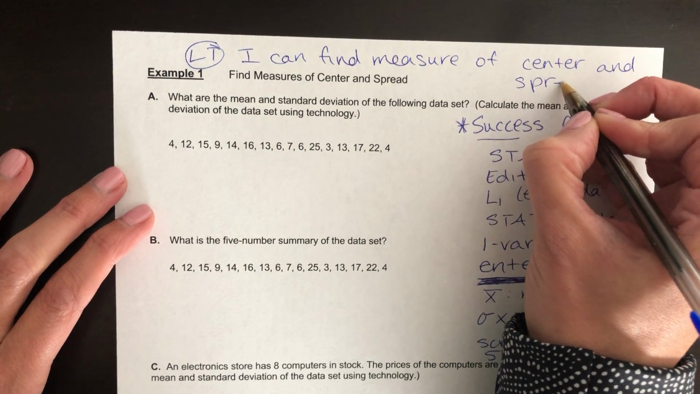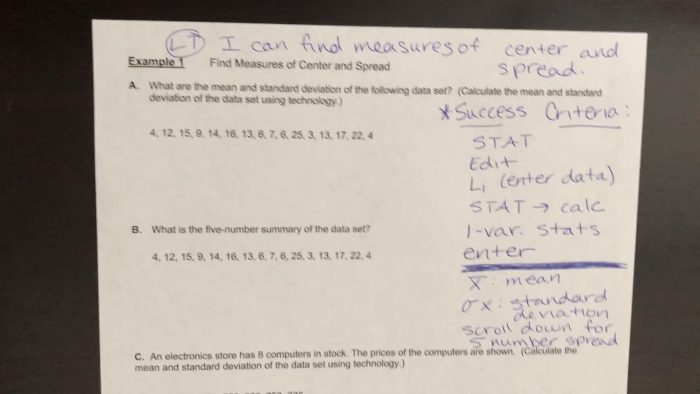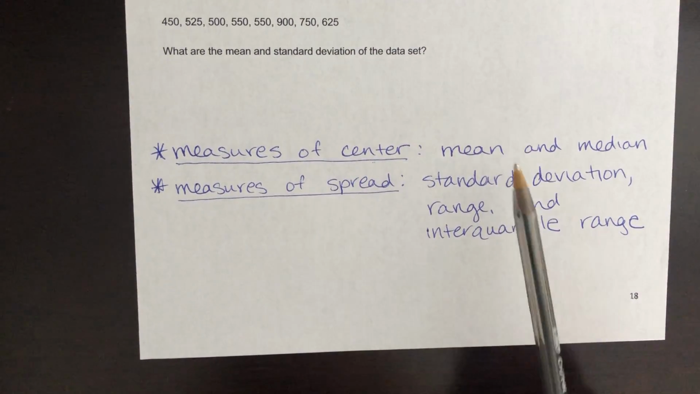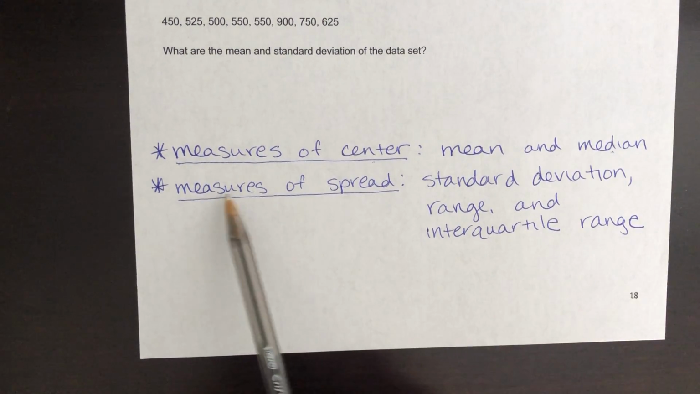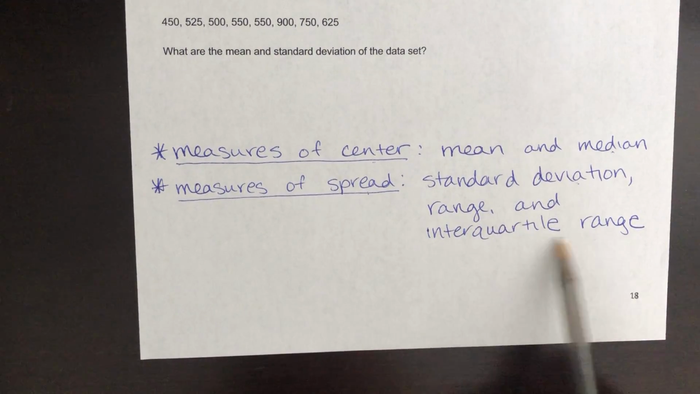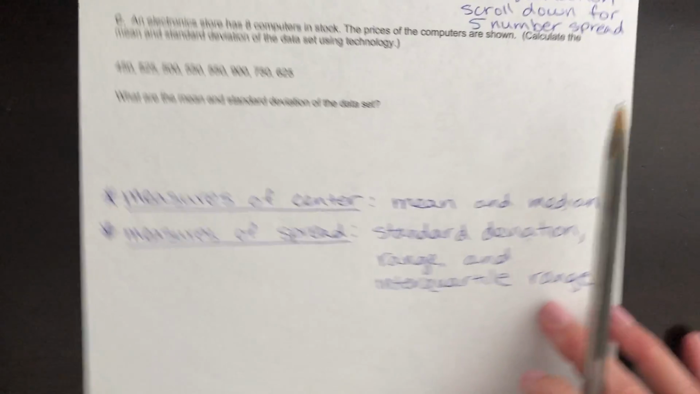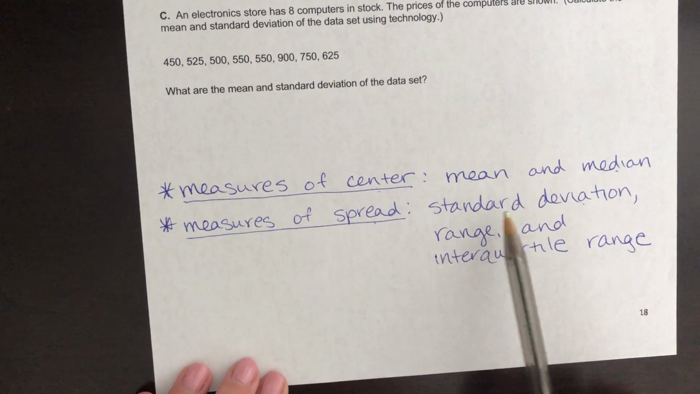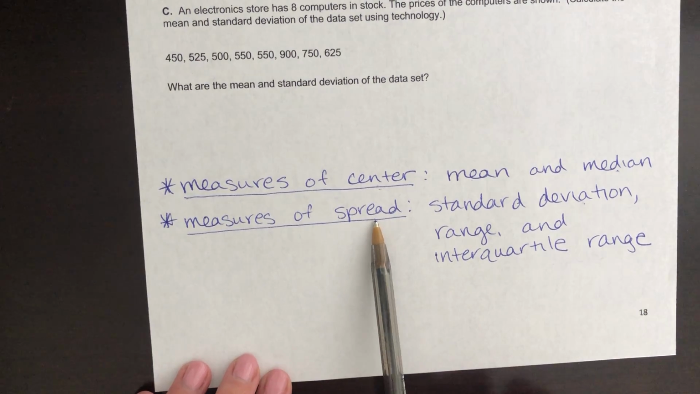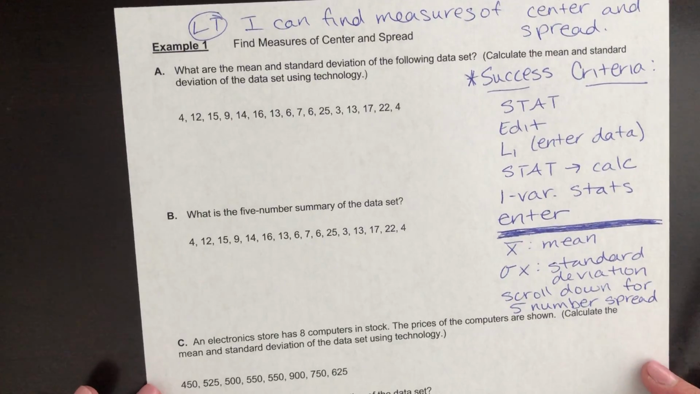So let's talk about what these measures are first. Measures of center and spread. The measures of center are considered the mean and the median. And then the measures of spread are the standard deviation, the range, and the interquartile range. So the mean and median fall under the category of center. Standard deviation, range, and interquartile range fall under the category of spread. All right, so now that you know what center and spread are, let's find them.